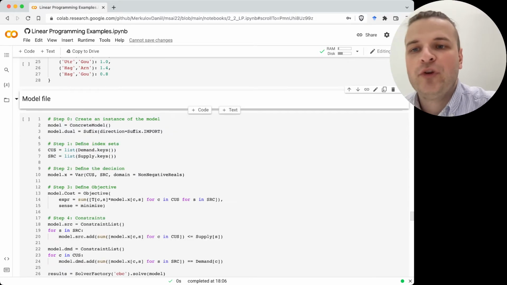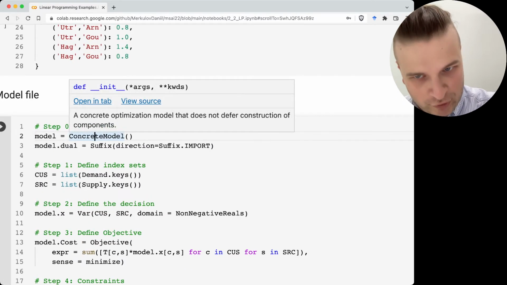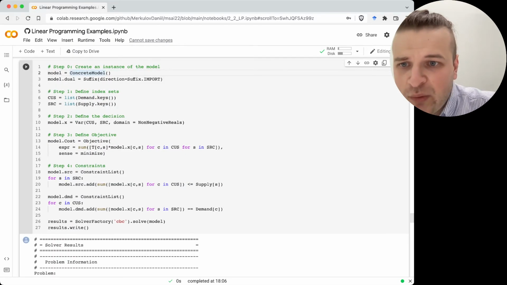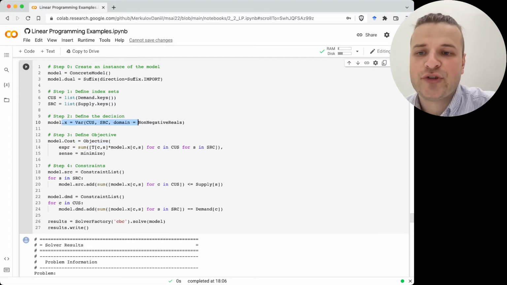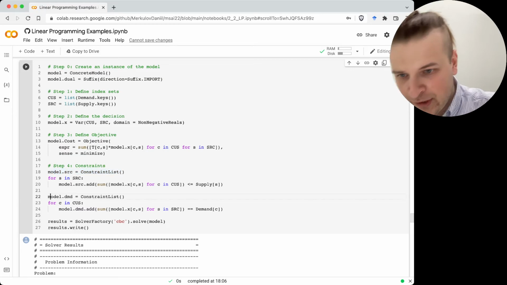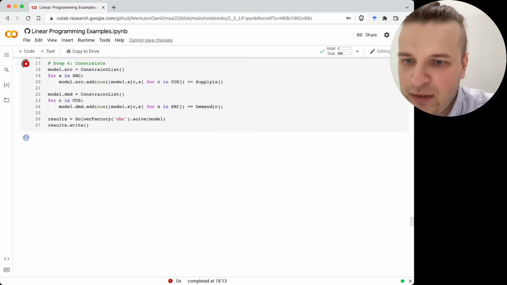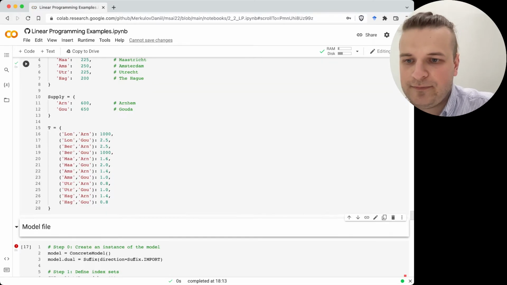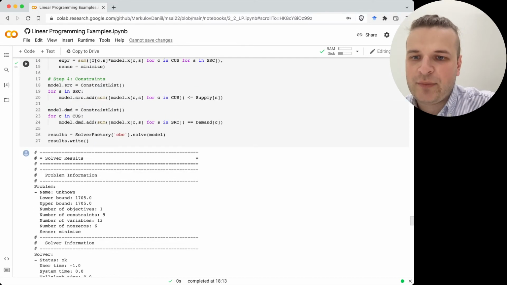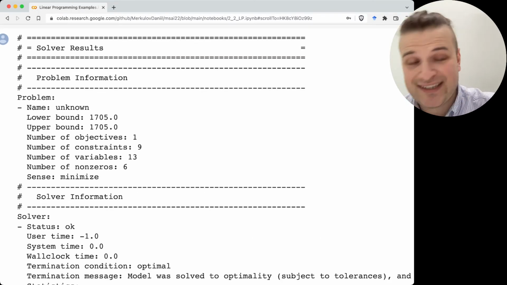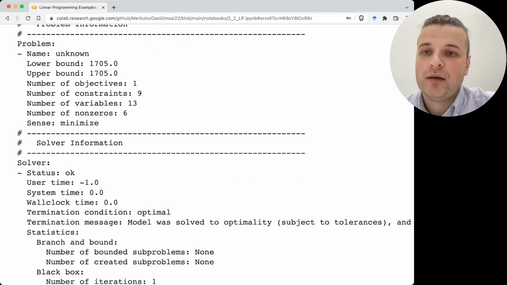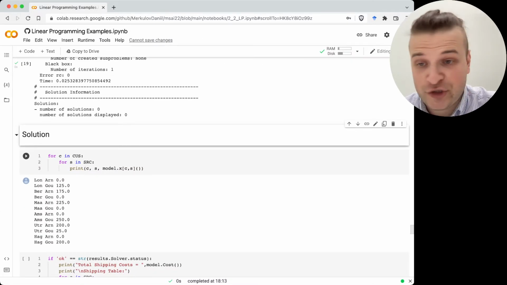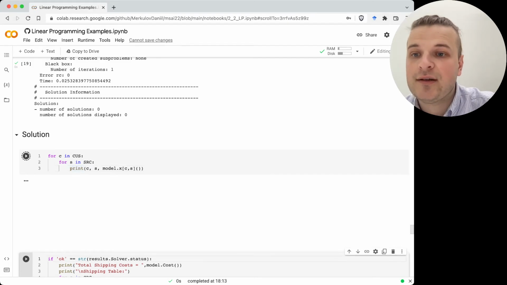Okay, then we'll put the model file here, and here we build a concrete model with concrete values. We build a cost function, a variable, a list of sources and a list of customers, and we solve the model. Oops, name demand was not defined. That's why we run it here. That's the problem information. Here we have 9 constraints and 13 variables. And we solve this problem. That's the time for solution, and a pretty important logistic problem, right? And that's the total answer here.